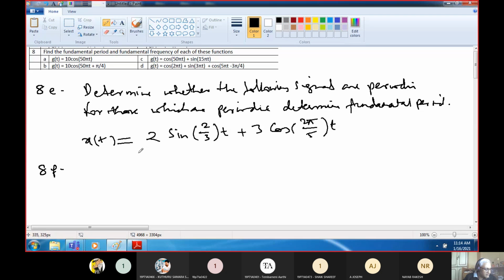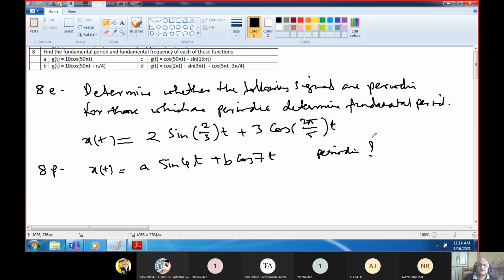8F. Check whether the signal x(t) again the same thing. Check whether the signal x(t) equal to a sine 4t plus b cos 7t is periodic or not. Is it periodic or not? If it is periodic, what is the time period? So that is what you have to find out. Okay. Now then there is one more problem here.